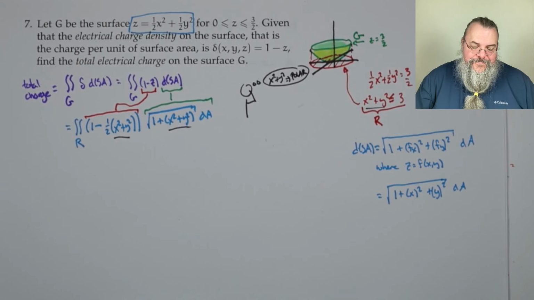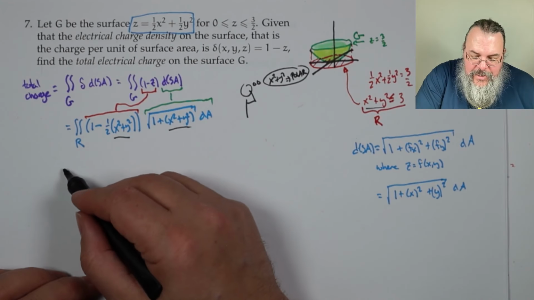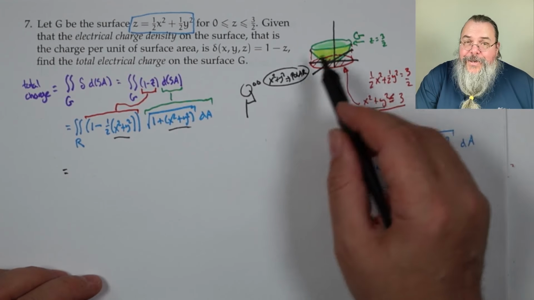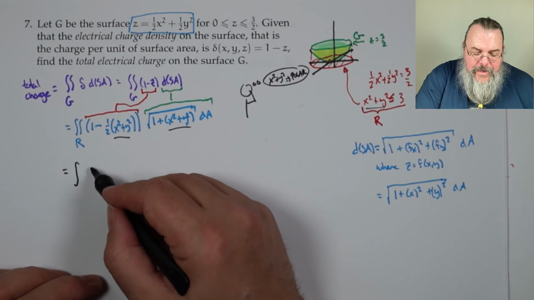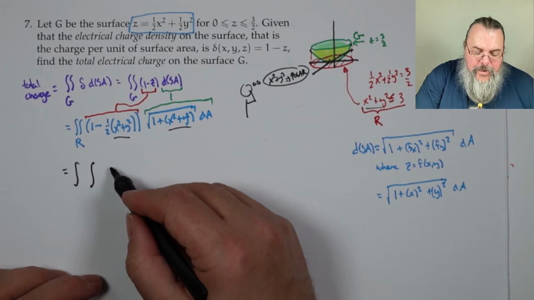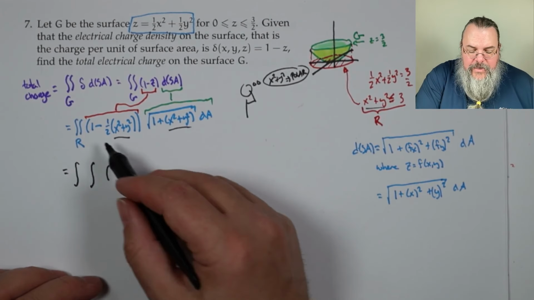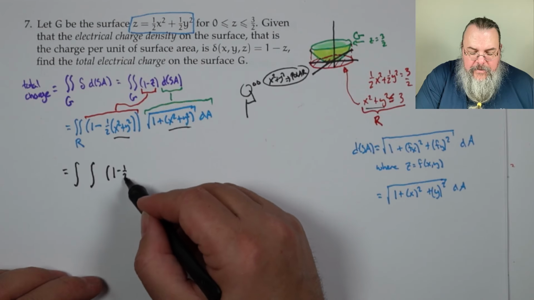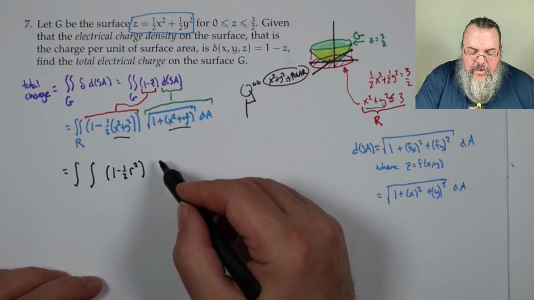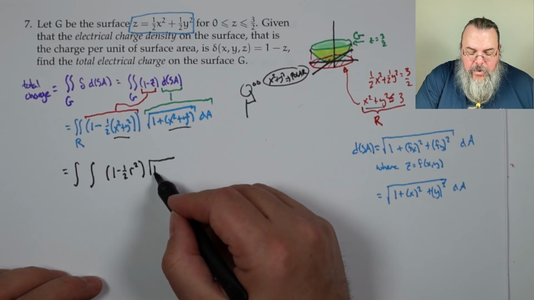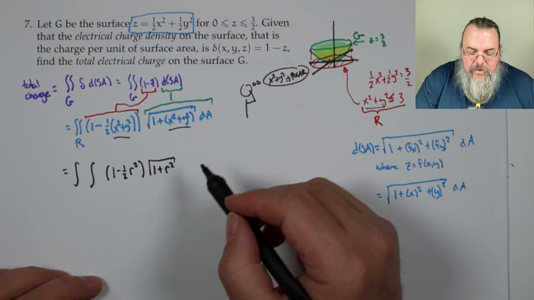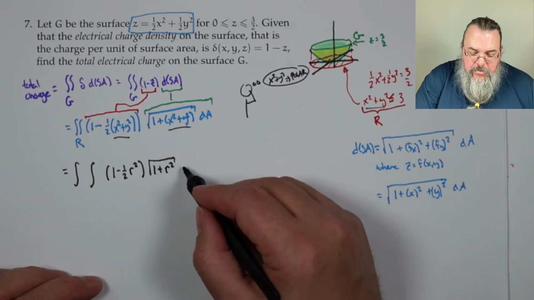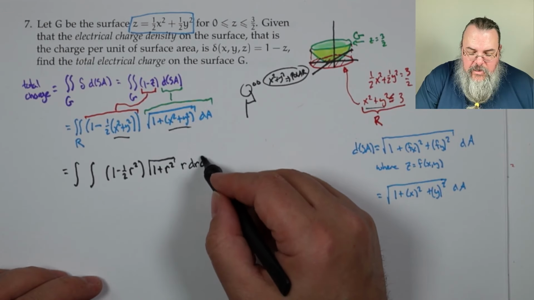So we're going to go to polar. Okay, so here we go. For our region, well, it's the circle of radius root 3. It's the whole circle. So in terms of theta, well, let's not get ahead of ourselves. Let's go ahead and do our function: 1 minus 1/2 r squared times the square root of 1 plus r squared. And then we have our dA, which is r dr d theta.